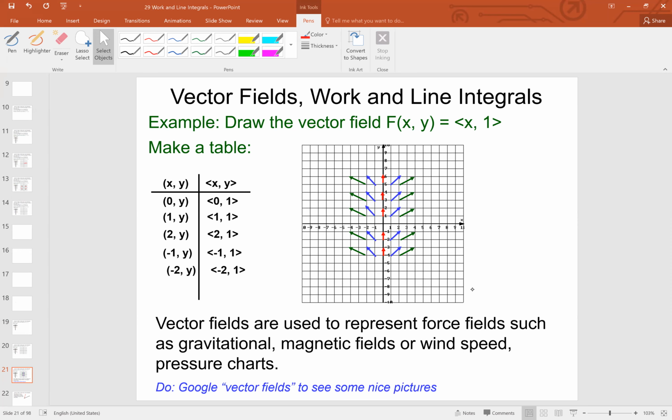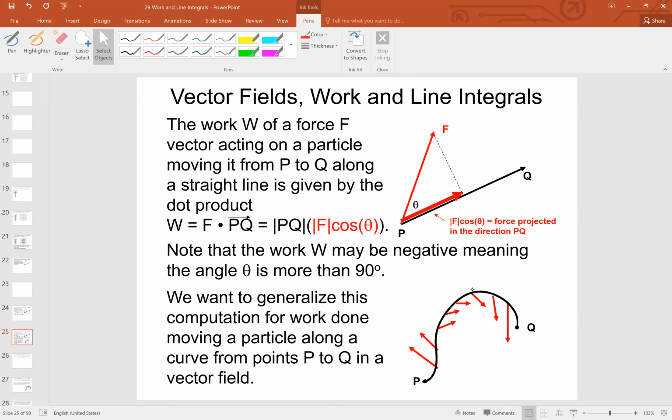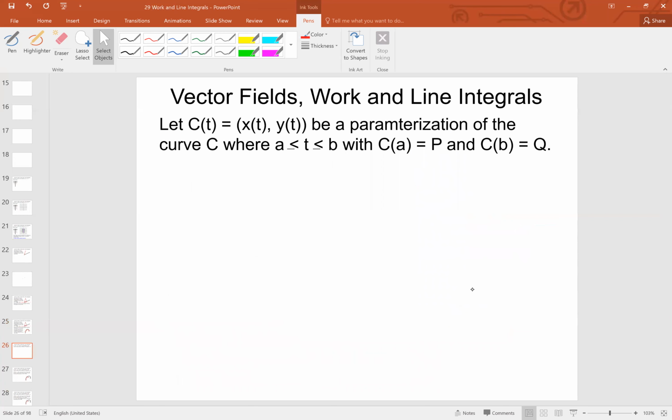Okay, and we want to calculate objects that move from point P to Q, and all these red vectors are from some defined vector field. There's a vector field underneath, and it moves an object from point P to point Q. We want to calculate the total amount of work done in this vector field.